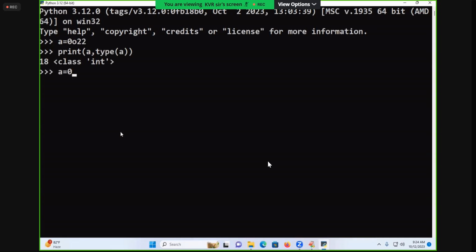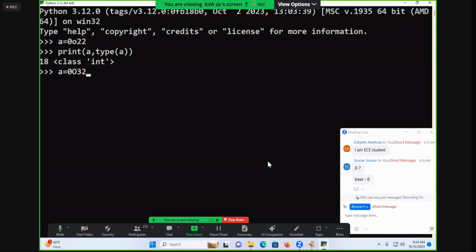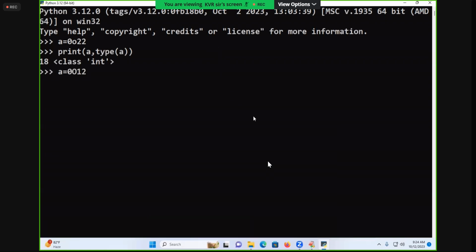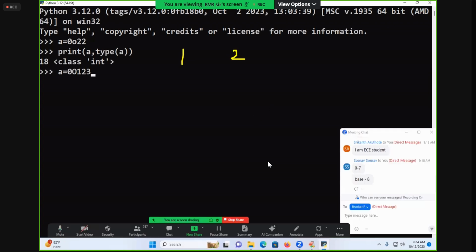Coming back to the point, A is equal to 0 capital O 32. I am writing 32, an octal value. I want to convert it to a decimal value. So you need to take not only a single value. Take 1, 2, 3 spaciously: 8 to the power of 0, 8 to the power of 1, 8 square.